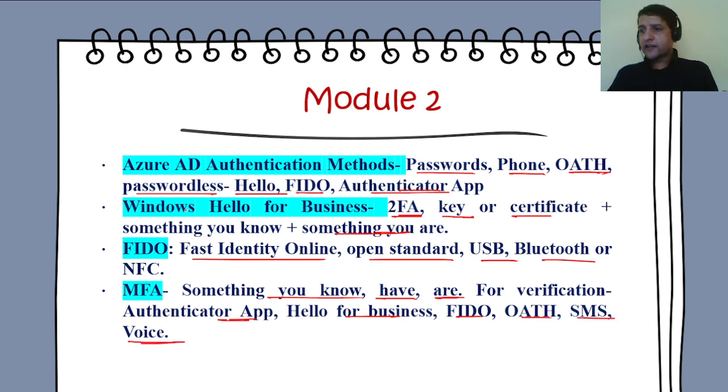So please understand the difference. This is for Azure AD authentication, this is for MFA. So they will ask a question with a lot of options where you need to select 3.